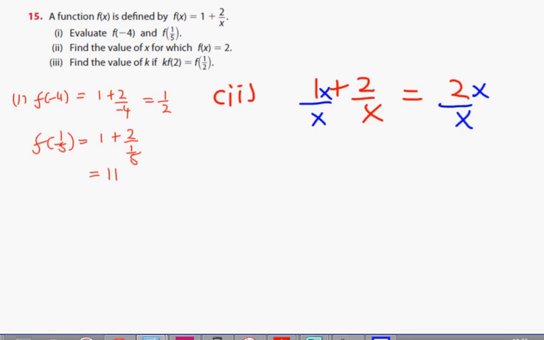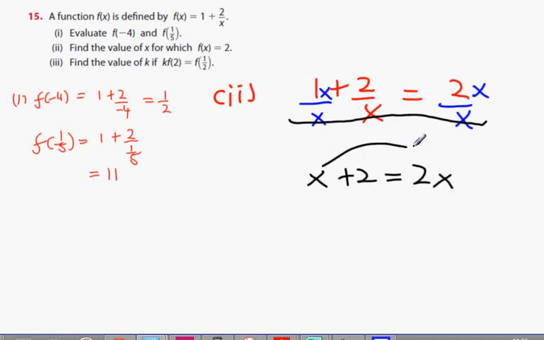Now all of a sudden what happens to the bottoms? They cancel because you're dividing both sides by the same number. Then we're going to get x plus 2 equals 2x. Bring this over this side, comes minus x. 2 equals x. X equals 2. Happy enough with that? Okay, next one.